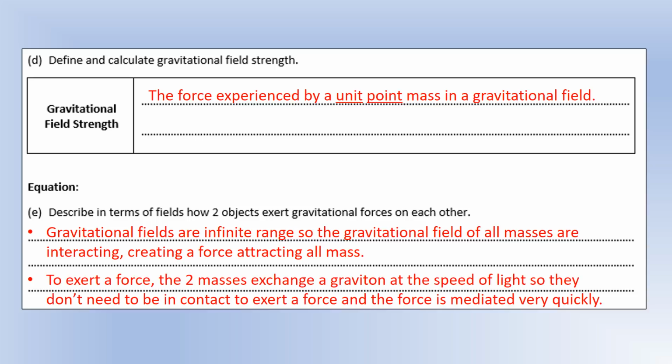And then in terms of the actual mechanics of how it works, the way we model it at the moment is we say the two masses exchange gravitons, which is the exchange particle of gravity. It travels at the speed of light between them, and that's what allows them to exert a force without being in contact, and it is mediated incredibly quickly. So for objects close to us, we think of it as being instantaneous.